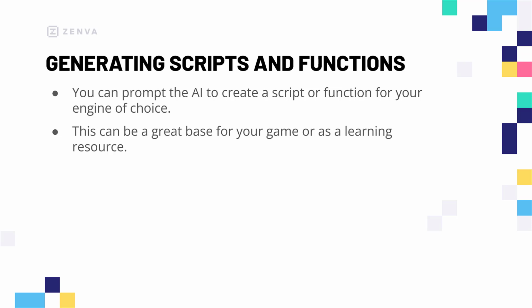Now, the AI is really great at doing this, okay? We can prompt the AI to create a script or a function for our engine of choice. And this can be a great base point if you are learning game development and you just want to have some code that you can play around with. So it is a great learning resource. Okay, so let's have a look at some examples.